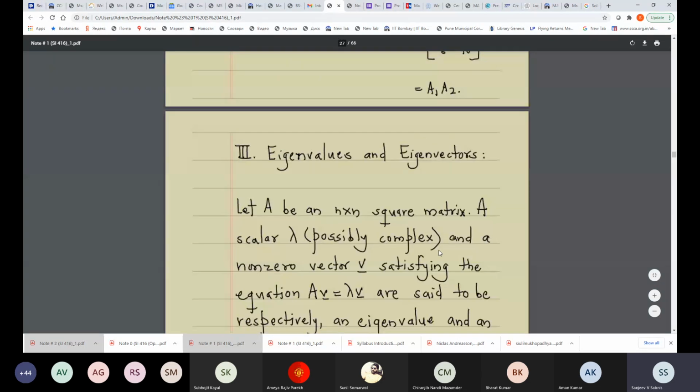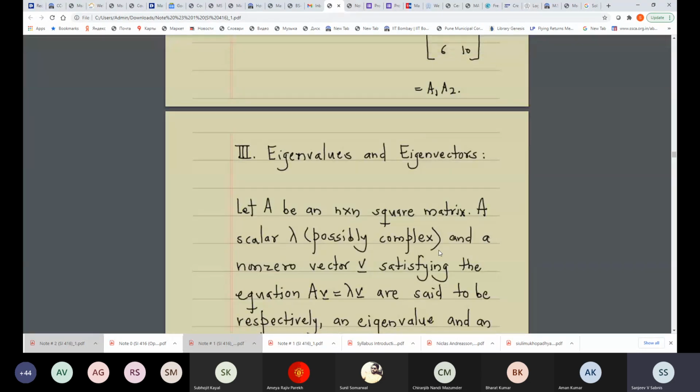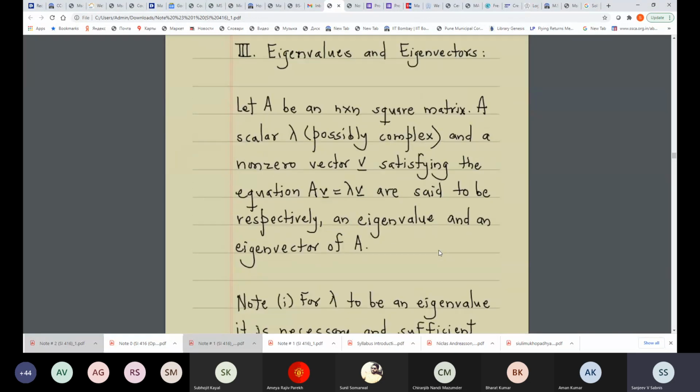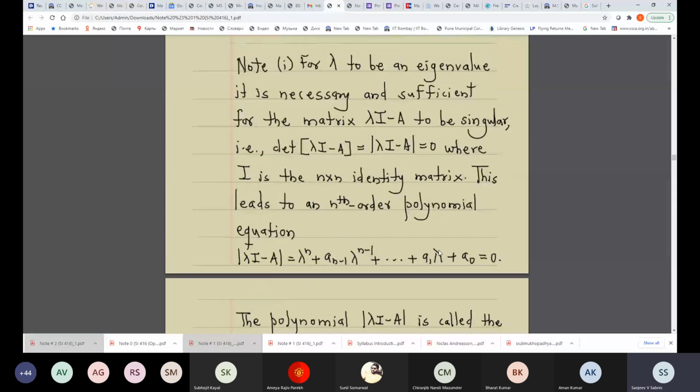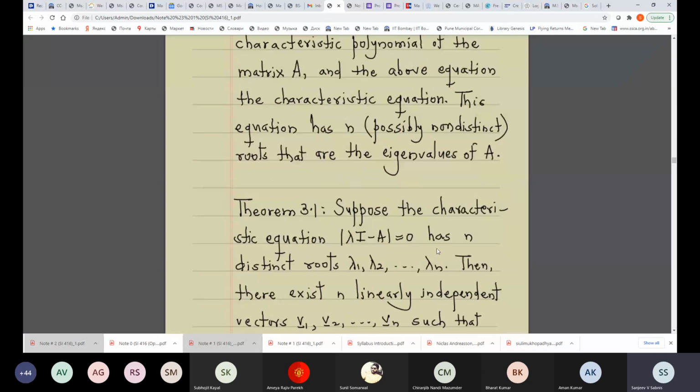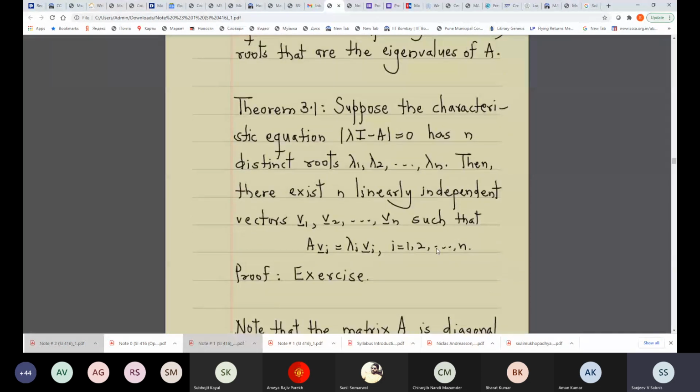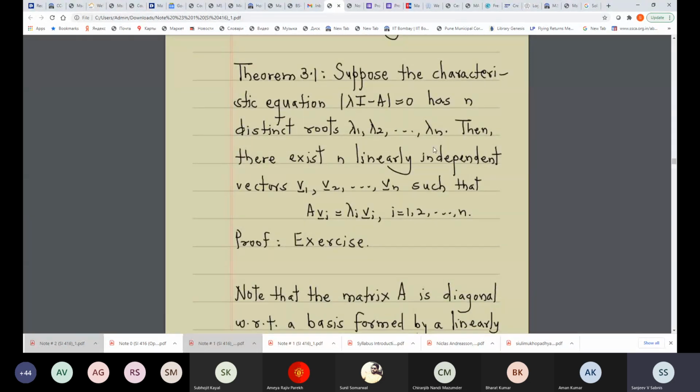Again, eigenvalues, eigenvectors, etc. I'm going to skip that. Just in case some students have forgotten, if the characteristic equation has n distinct roots, then there exist n linearly independent eigenvectors. This is an important result, so I just want to highlight this.